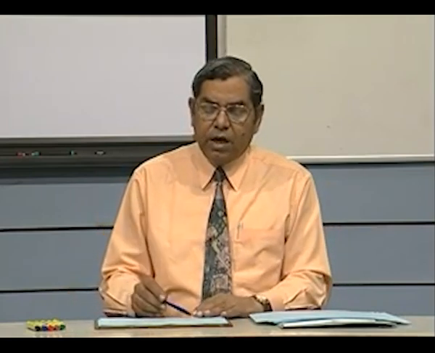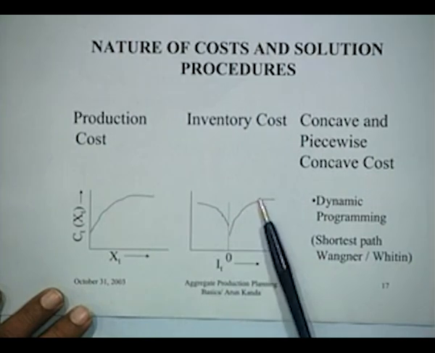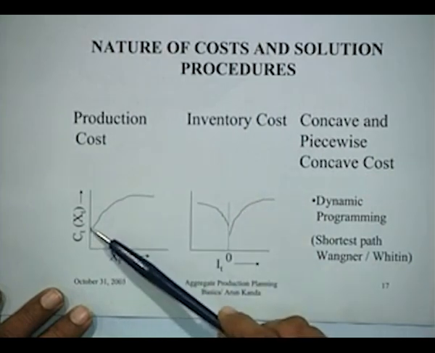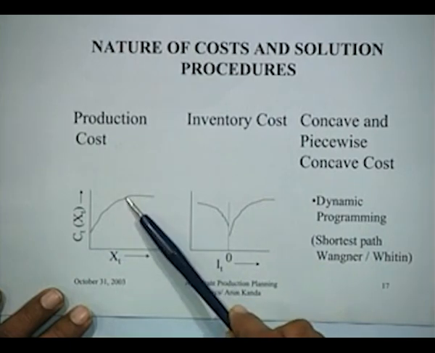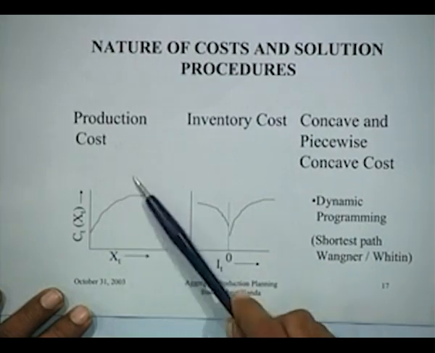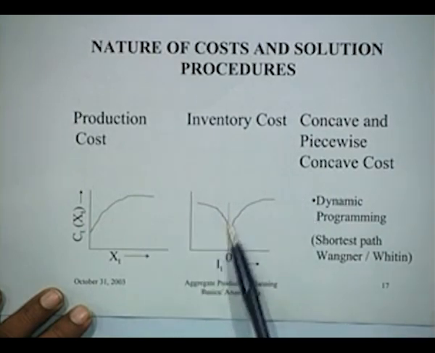If the costs are concave and piecewise concave, this is the most complicated category of costs mathematically. You are saying that the cost is first increasing and then flattening out. So this is like economies of scale. The more you produce, the lesser is the cost per unit, right? Similarly, for inventory costs, you have this behavior.